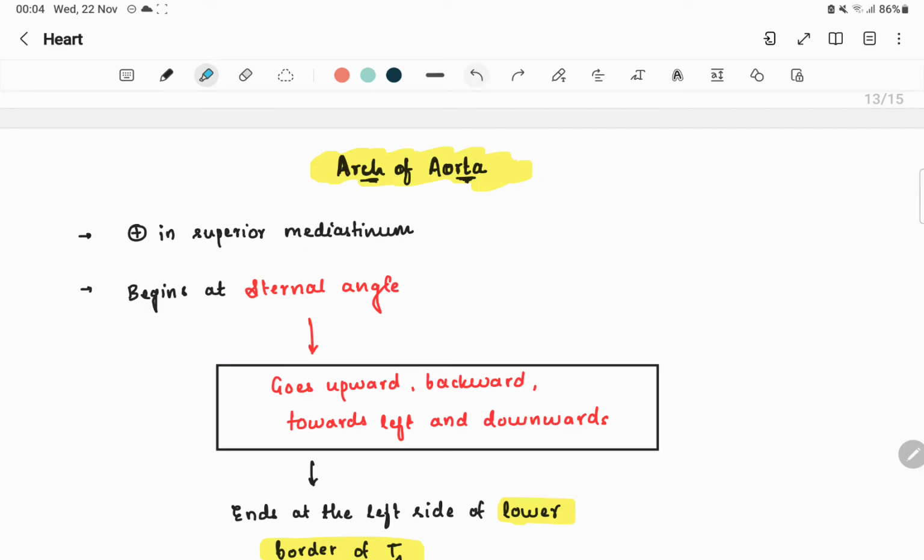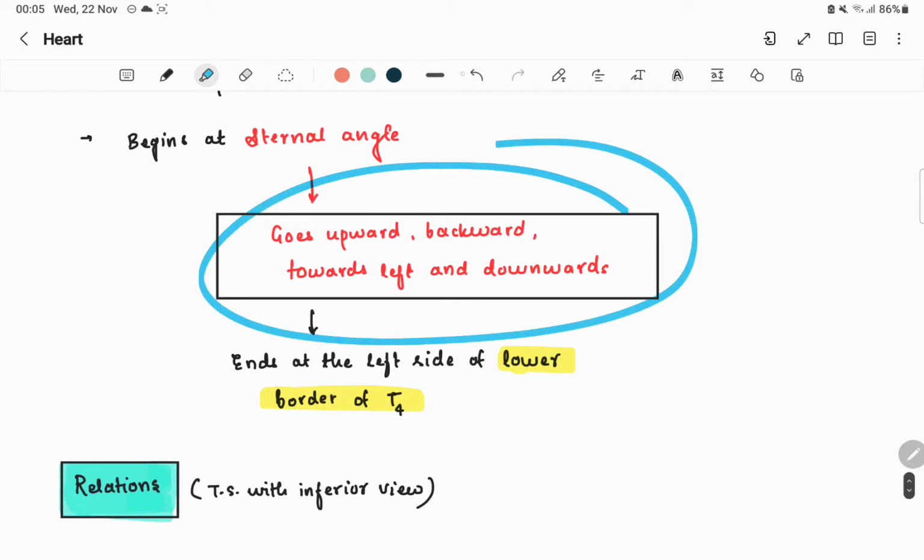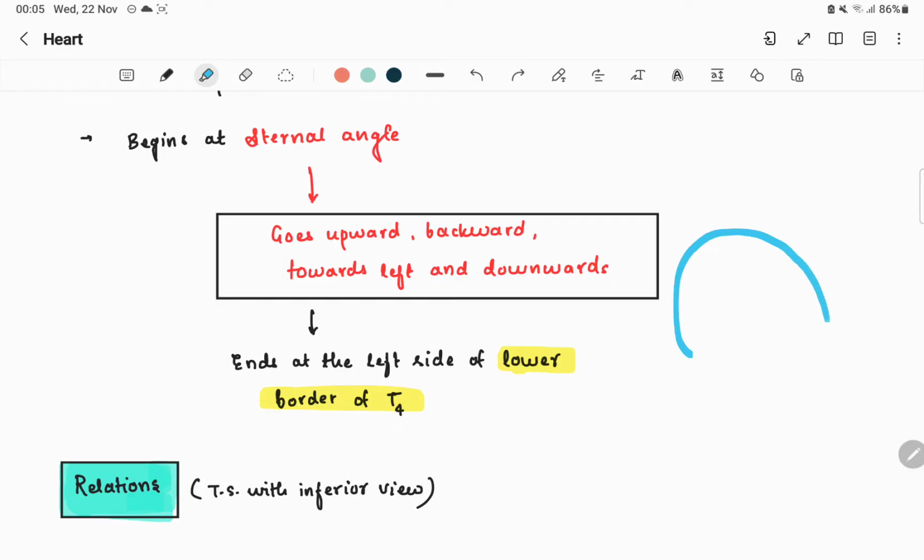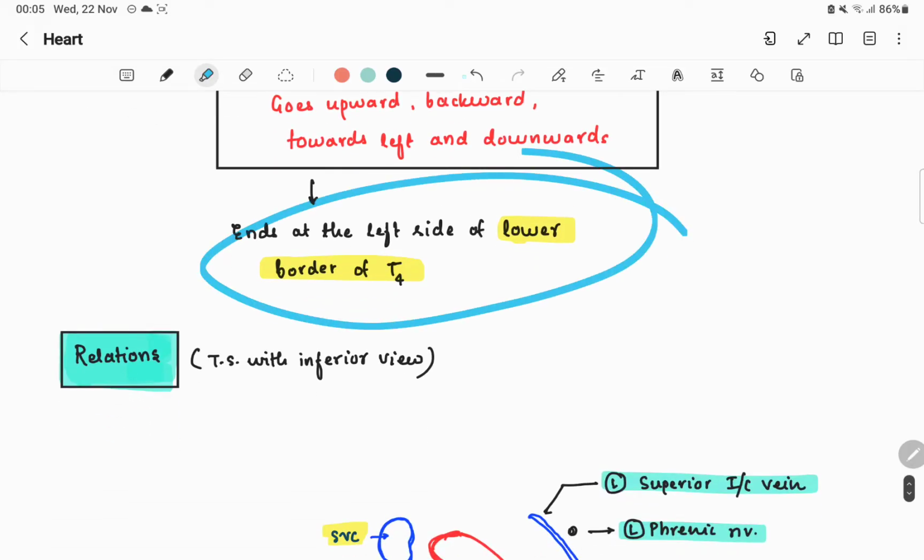It begins at the sternal angle, at the T4 level. It goes upward, backward, towards the left and downwards, like this. Then it ends at the left side of the lower border of T4.